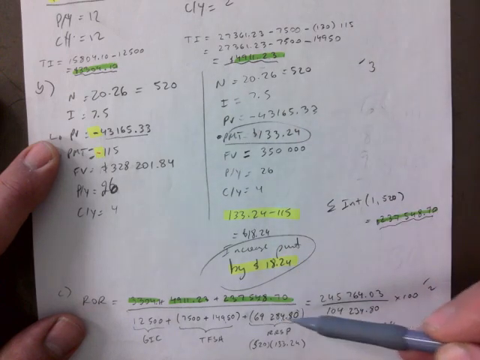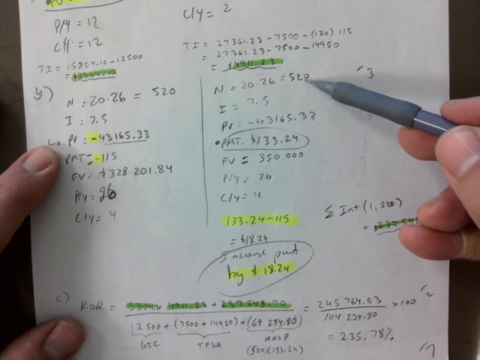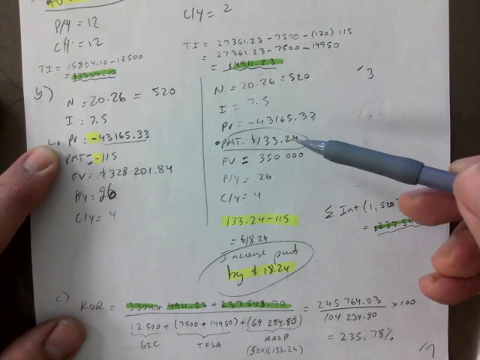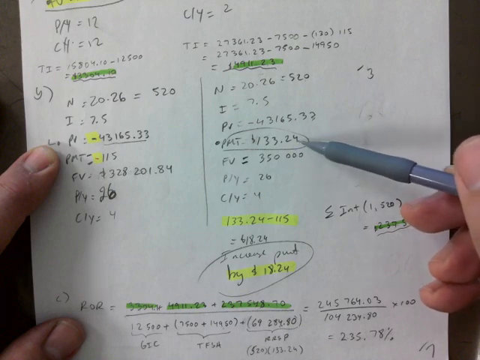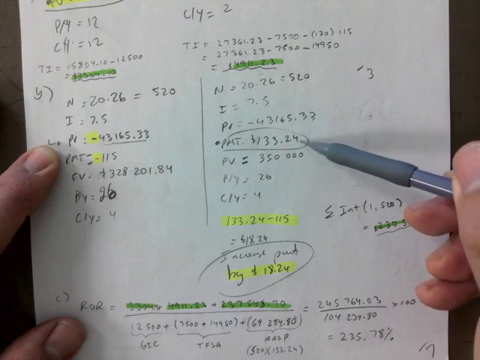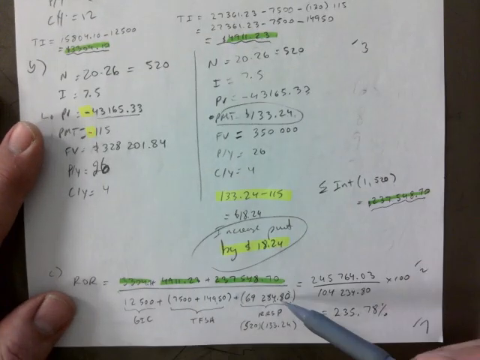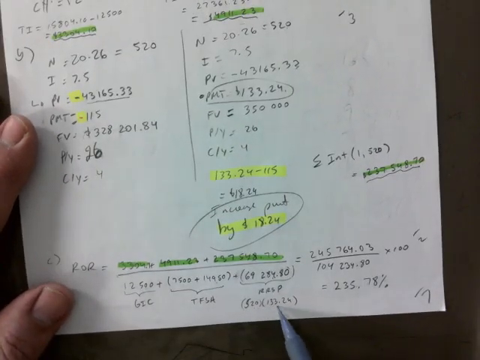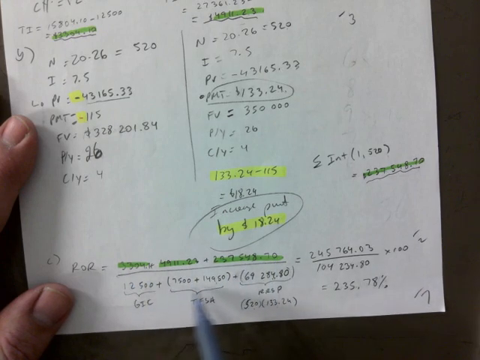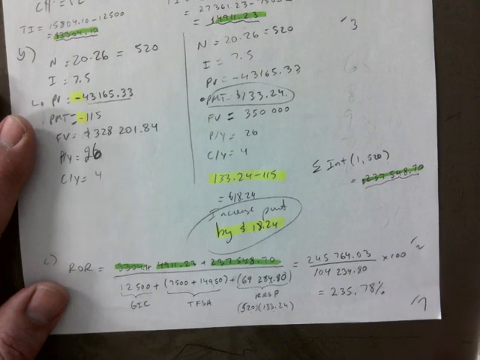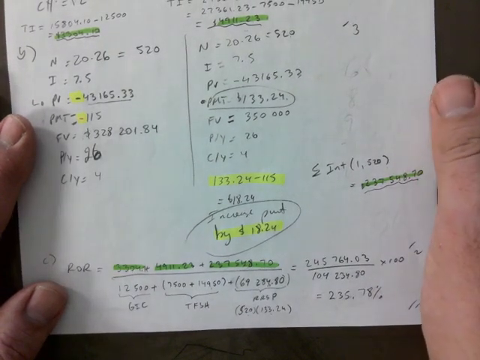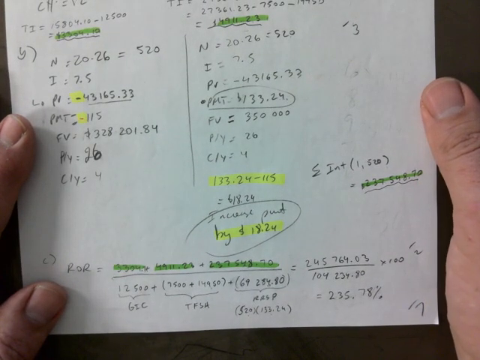43,165 plus I've made 520 payments of, I'm guessing I went 133.24 here. Yeah, here is 520 times 133.24 to get me that part. So all the interest, all the money that I've put in, you divide that, you get 235.78% combined rate of return.